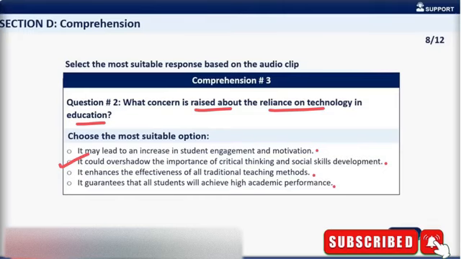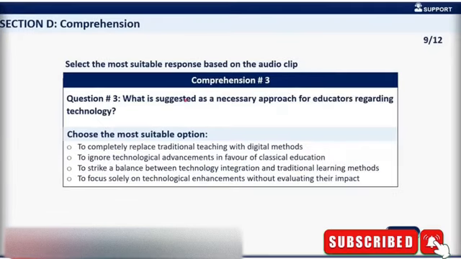Let's move on to the next question now. What is suggested as a necessary approach for educators regarding technology? The options that we have are: to completely replace traditional teaching with digital methods; to ignore technological advancements in favor of classical education; to strike a balance between technology integration and traditional learning methods; to focus only on technology enhancements without evaluating their impact. So the correct answer in this case is going to be, to strike a balance between technology integration and traditional learning methods.